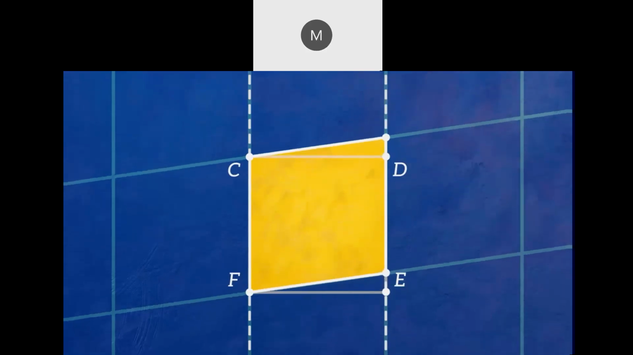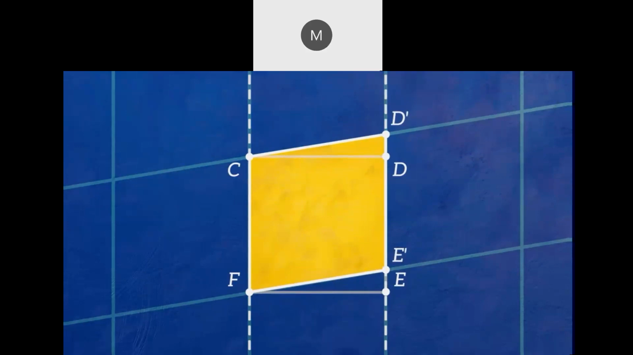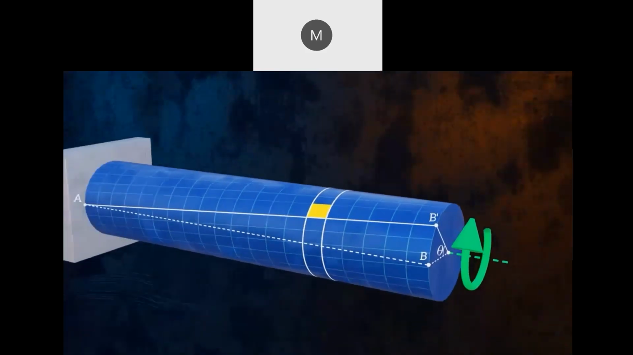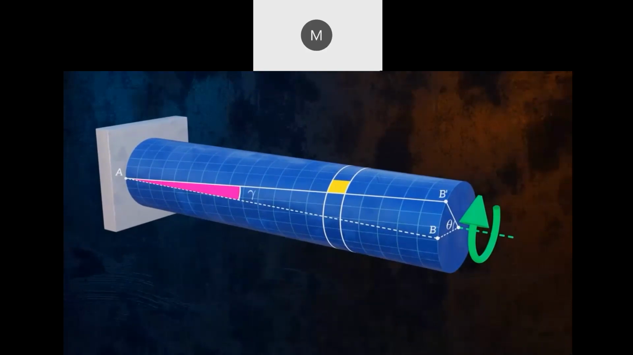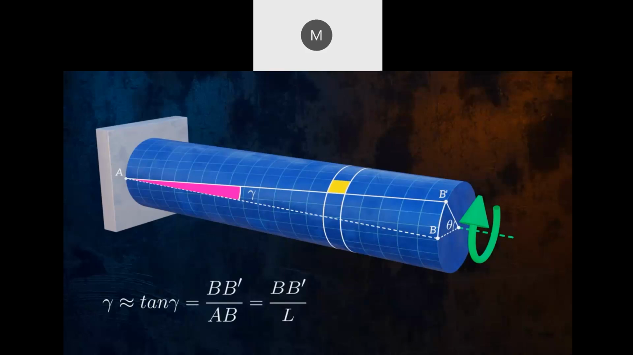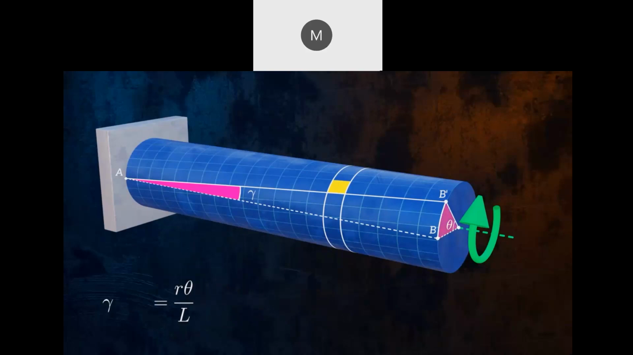After the torque is applied, the angles of the element are no longer 90 degree angles. This gives rise to a shear strain, which corresponds to the angle you can see here. We can calculate the shear strain by considering only the geometry of the bar in the deformation. It corresponds to this angle between AB and AB prime. We can use trigonometry to derive an equation for shear strain. For small angles, gamma will be approximately equal to the tangent of gamma, which makes it equal to the length BB prime divided by the length AB. AB is the length L of the bar. We can calculate the length BB prime by realizing that it is the arc length of a circle with a radius R, covering an angle equal to the angle of twist theta. So the shear strain is equal to the radius of the bar multiplied by the angle of twist divided by the length of the bar.